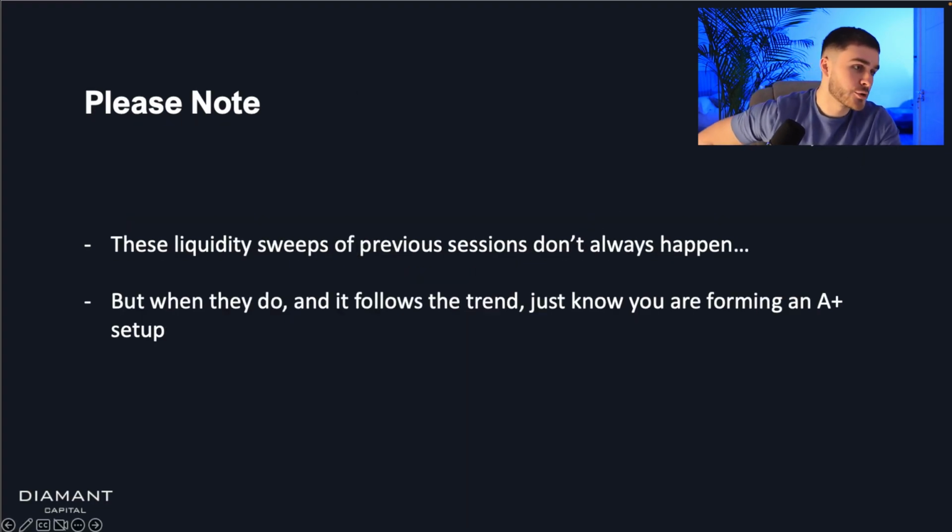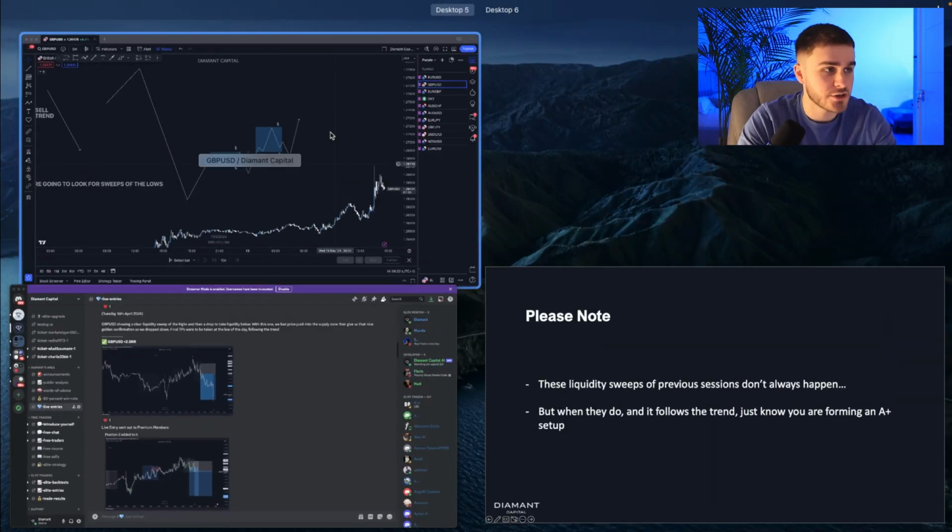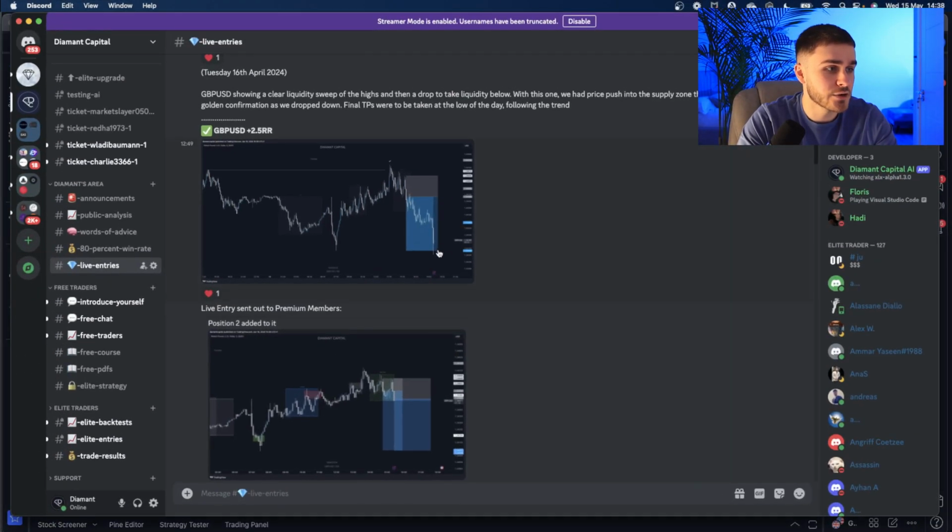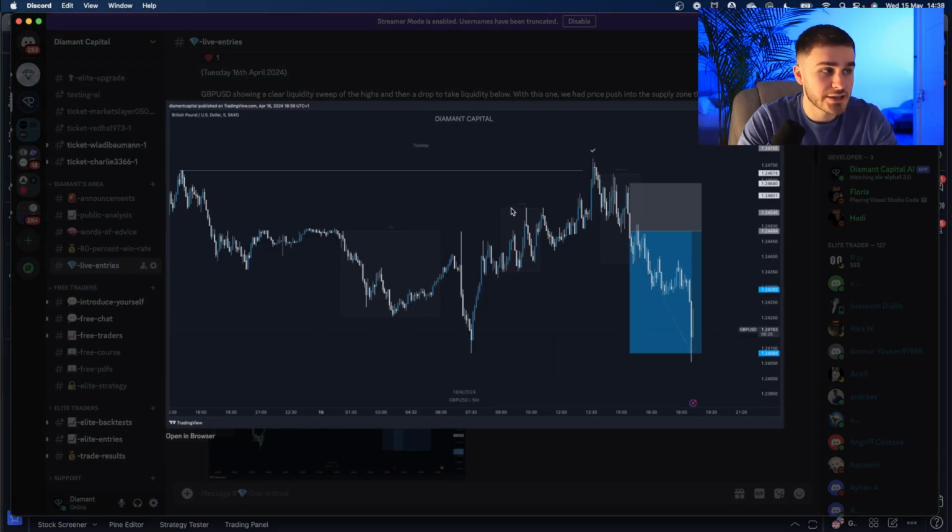Please note, these liquidity sweeps of previous sessions don't always happen. As you've seen, for example, in this little case study over here, the London session lows were not actually swept. We continued upwards. It swept the London session highs, plus it swept the previous daily highs.